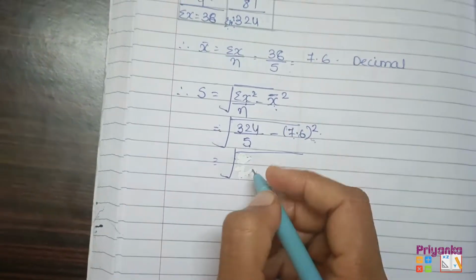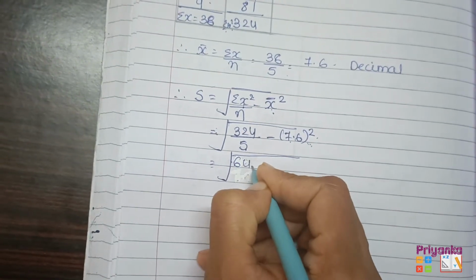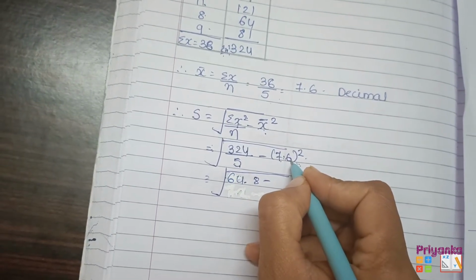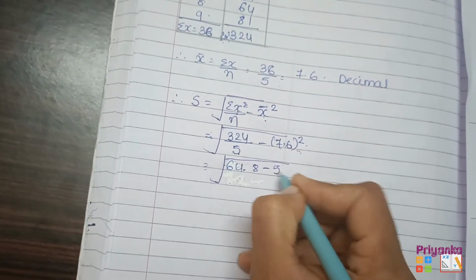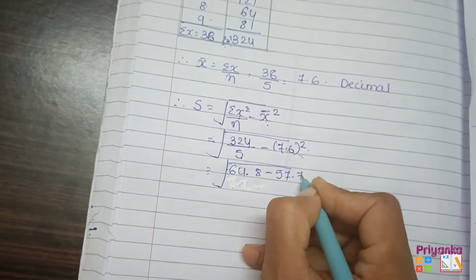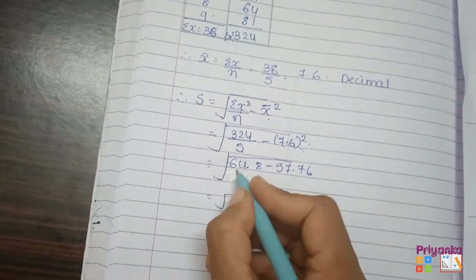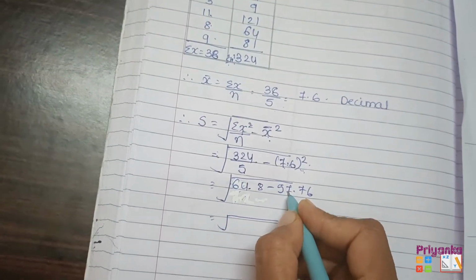Divide these two numbers, you will get 64.8 minus 7.6 multiplied by 7.6. Do it in your calculator. You will get 57.76. Then after, get them, minus 64.8 minus 57.76.